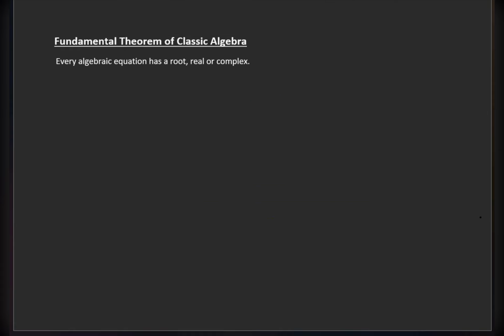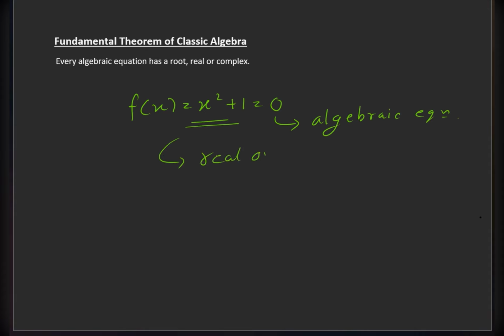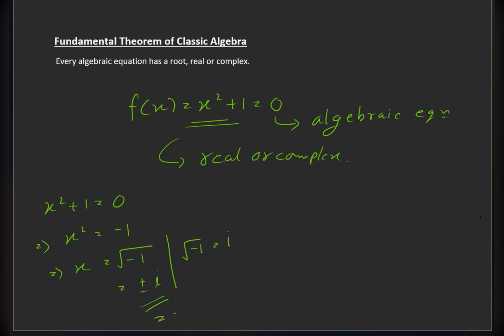So now, the fundamental theorem of classical algebra. Every algebraic equation has a root, real or complex. So if f of x equal to x square plus 1 equal to 0, it's an algebraic equation. The roots will be real or complex. So let us see, x square plus 1 equal to 0, so x square equal to minus 1, and x will be root over minus 1. As we know, root over minus 1 equal to i, so it will be plus minus i. So the roots will be plus i or minus i, which are complex.